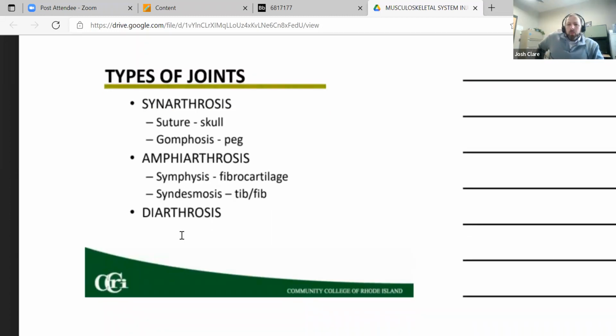So a couple of types of joints that we want to talk about: synarthrosis joints. So those easy ones are the suture type joints like in our skulls, or I wish Christine was here for this, the gomphosis, which are peg-like joints. That's what our teeth are.